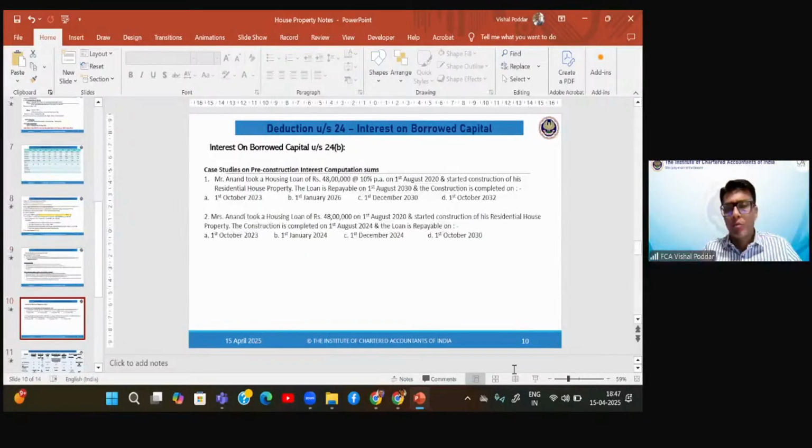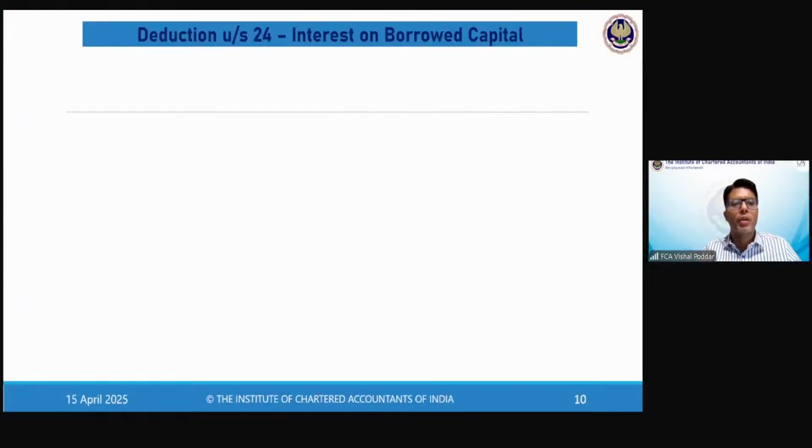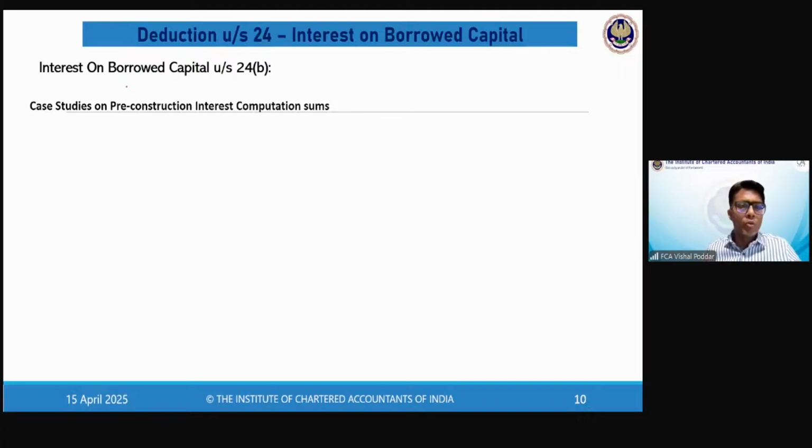Let me directly come to the case study to explain the working, because understanding theory theoretically is very boring, and at times you will get confused more. Understanding any theory or a provision with a practical example is more interesting. So again, there are two case studies on construction, pre-construction interest, computation sums, or simply calculation of interest on borrowed capital as required under 24B.